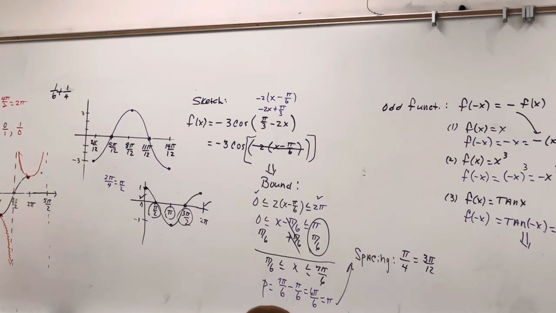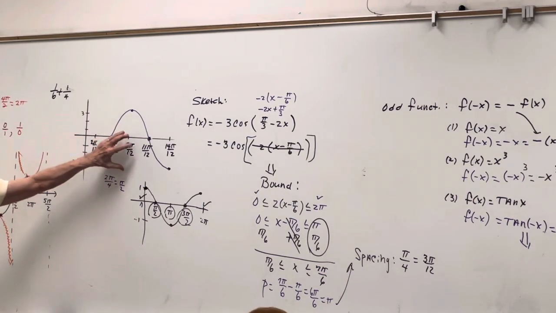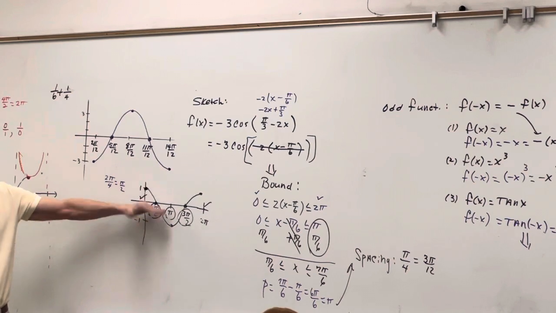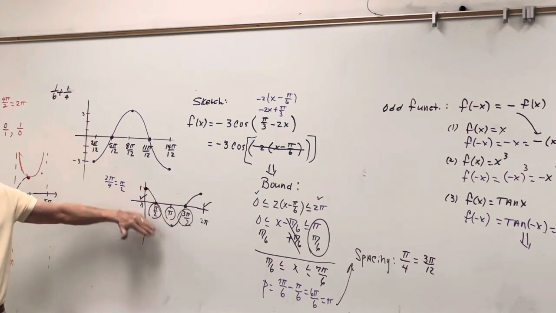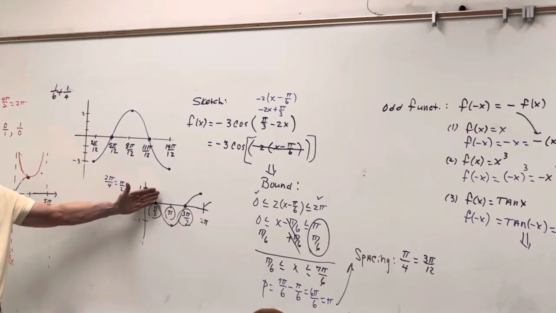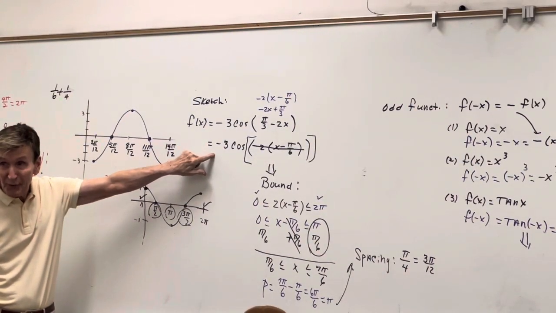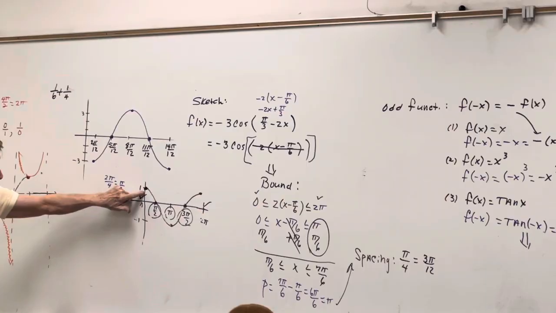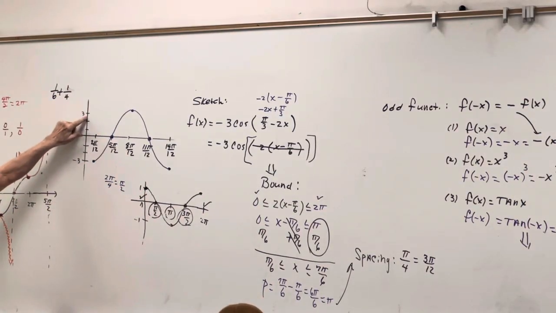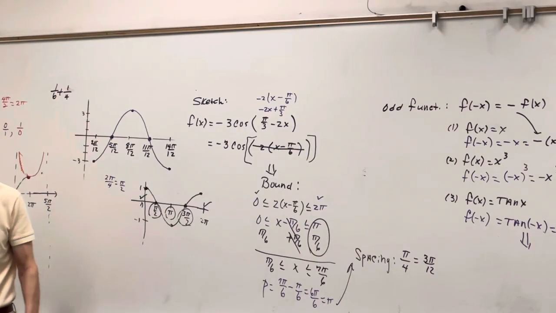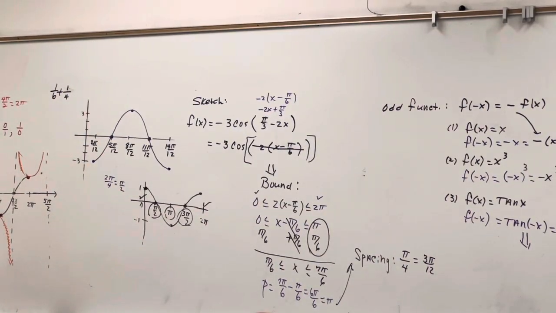Does this purple graph look like the parent graph flipped over the x-axis? That's right, the purple graph looks like the parent graph flipped over the x-axis, and that's what we said should happen. And also it should be stretched by 3. My parent graph went up to 1, this one should go up to 3, it did, and down to negative 3. So at least those things agree. And there's one cycle of the graph.